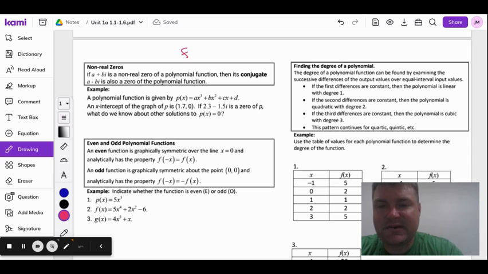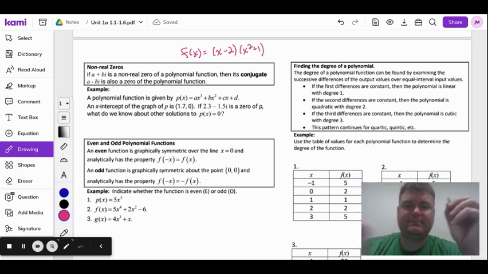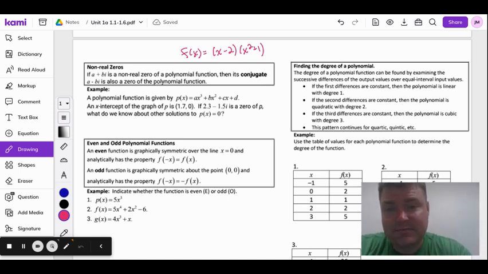Let's say that I have some function here, x minus 2. I used that before. And then I have x squared plus 1. Okay? Well, for the zeros, I just set each of these equal to 0.